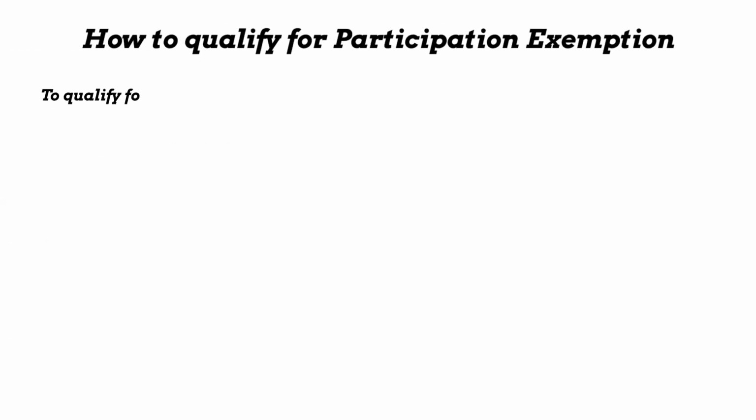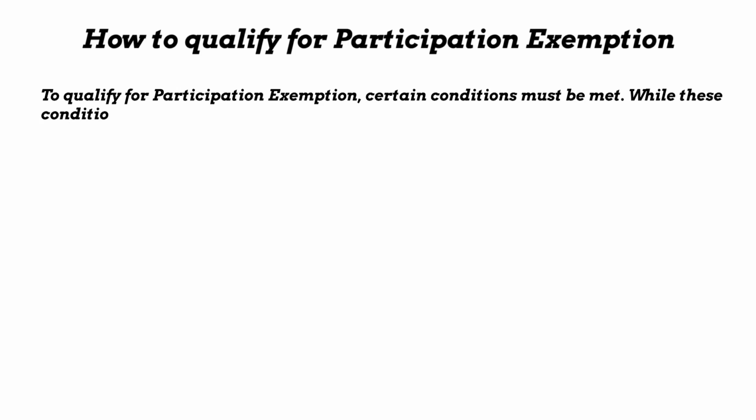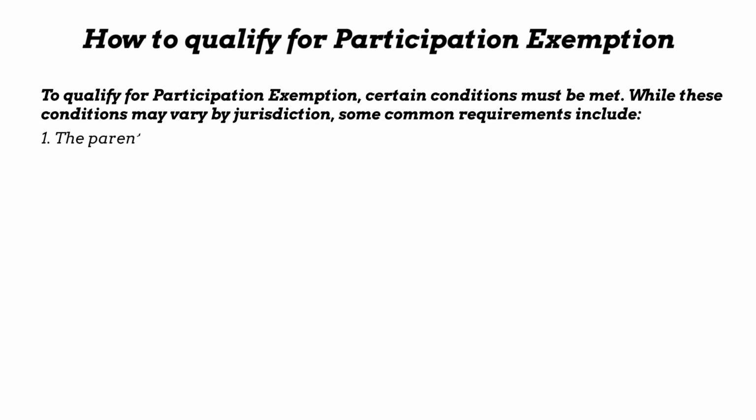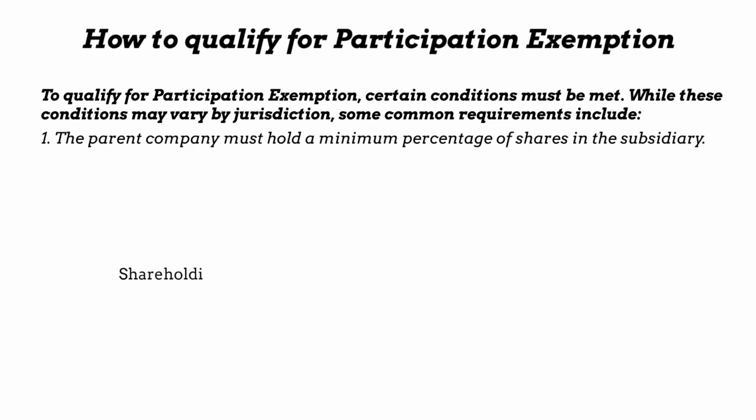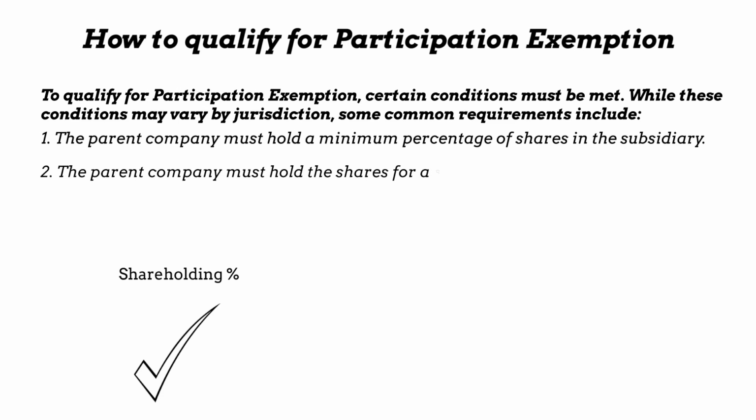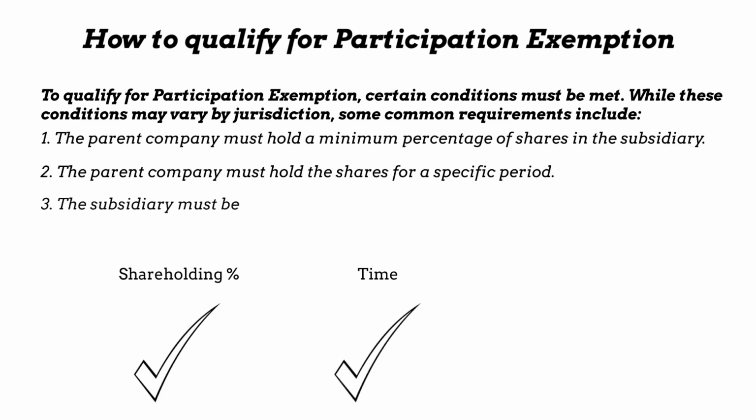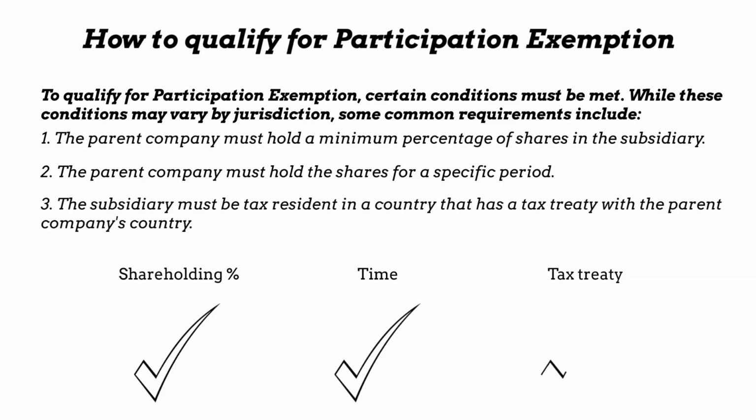To qualify for participation exemption, certain conditions must be met. While these conditions may vary by jurisdiction, some common requirements include: the parent company must hold a minimum percentage of shares in the subsidiary. The parent company must hold the shares for a specific period. The subsidiary must be tax resident in a country that has a tax treaty with the parent company's country.